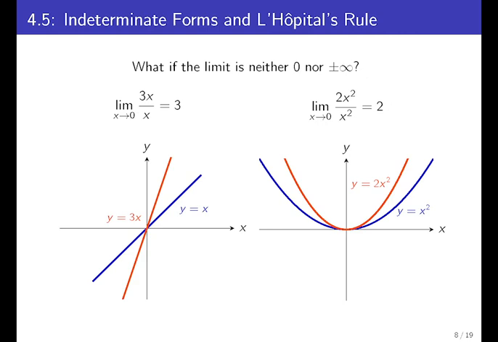Hopefully this second graph further emphasizes my point. Here we see two parabolas, y equals 2x squared and y equals x squared. While it looks like y equals x squared is always below y equals 2x squared, they are getting to 0 at a comparable rate. In this case, the ratio of the two is 2.